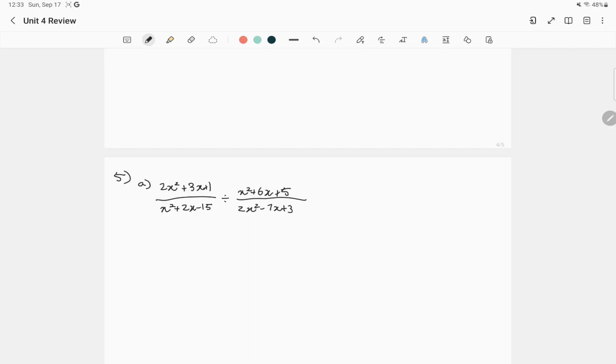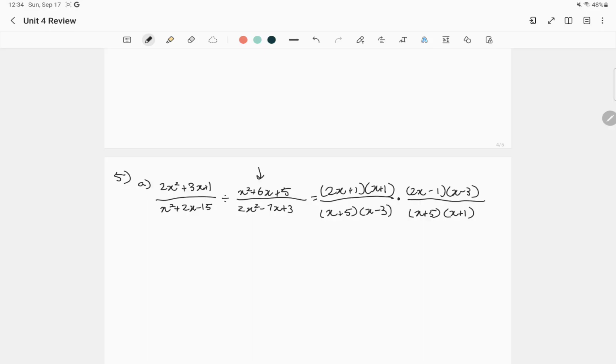Okay, the very first step that we need to do is factor all of this. So the top is going to be 2x plus 1 and then x plus 1 like this. The bottom one looks to be x plus 5 and x minus 3. And then we'll do a quick flip right now. So remember, when dividing by a fraction, the top and the bottom flips. So on the bottom, it's going to be x plus 5, x plus 1. And then we're going to have on the top 2x minus 1, then x minus 3.